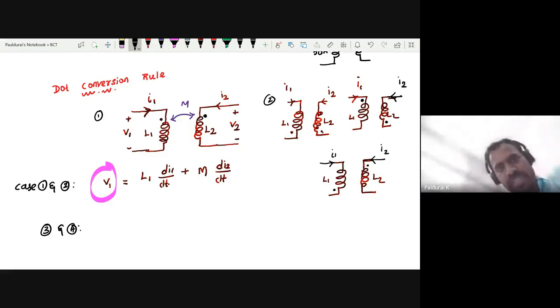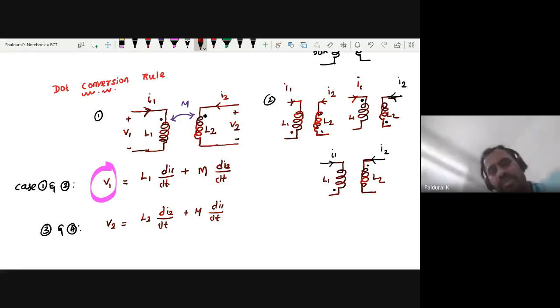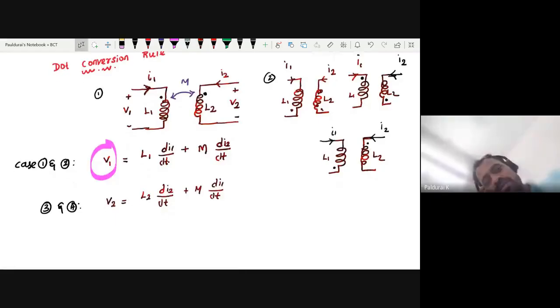What is the formula for V2? Anyone? V2 is L2 di2 by dt, then di1 by dt, so here plus M. So M is plus or minus, you got the idea? Where plus comes, where minus comes. This much knowledge is sufficient for the dot convention rule. Any doubt? For case 3 and 4, it is actually M minus, right?